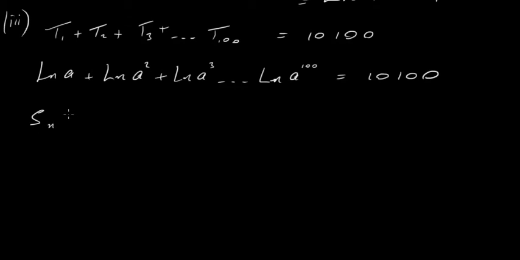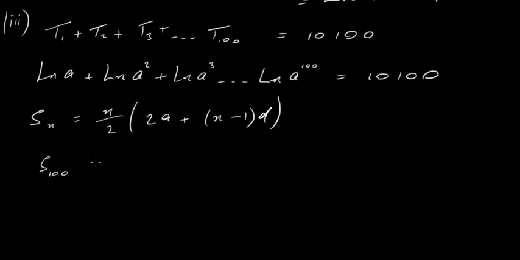So we know from our previous videos that Sn is going to be n over 2 times 2a plus n minus 1 times d. This is our general formula to add up n terms in a sequence, in a series rather. So on the left hand side we want S100. We're adding up the first 100 terms.